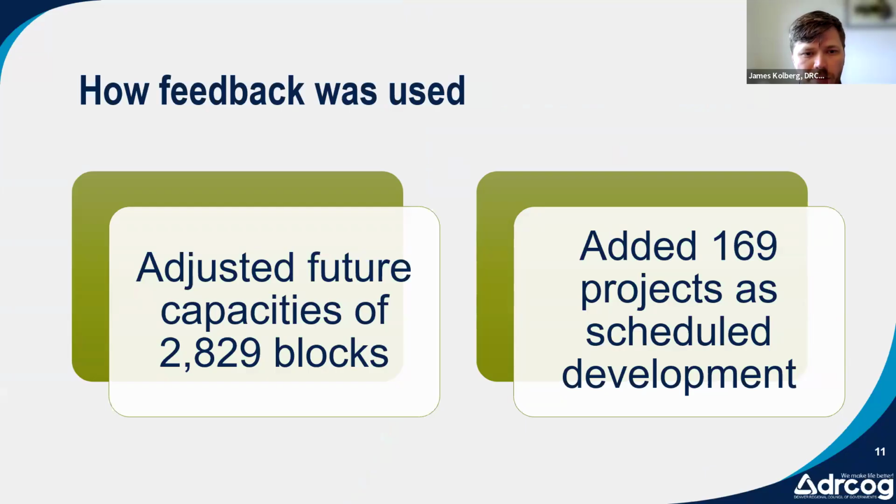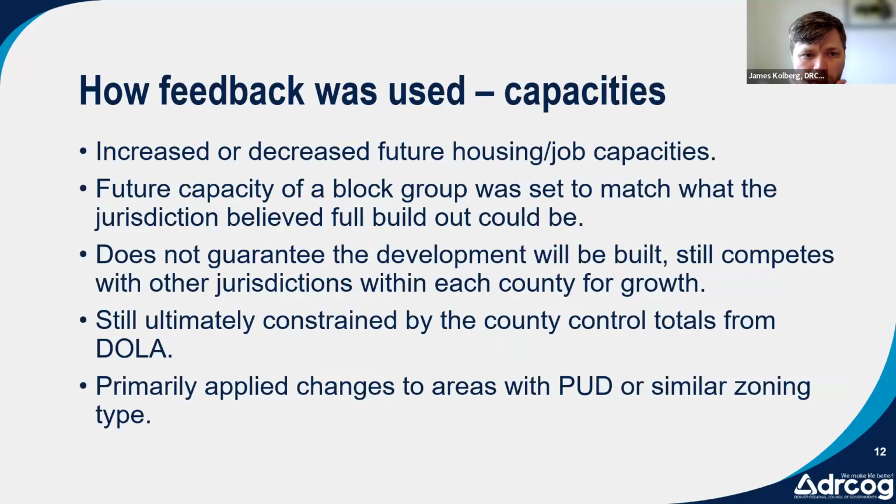Based on the feedback we received, we adjusted the capacity of about 2,800 blocks, and we added 169 scheduled development projects, and that added up to be about 7,400 units. So those are projects that we added in on top of what we already had from CoStar and Zonda, places that, for whatever reason, weren't in that data.